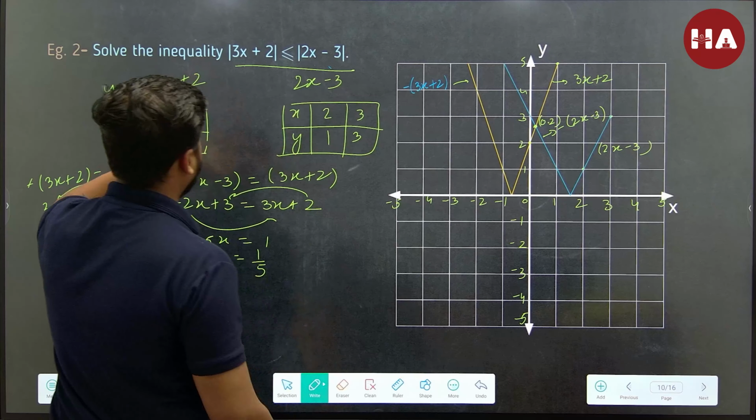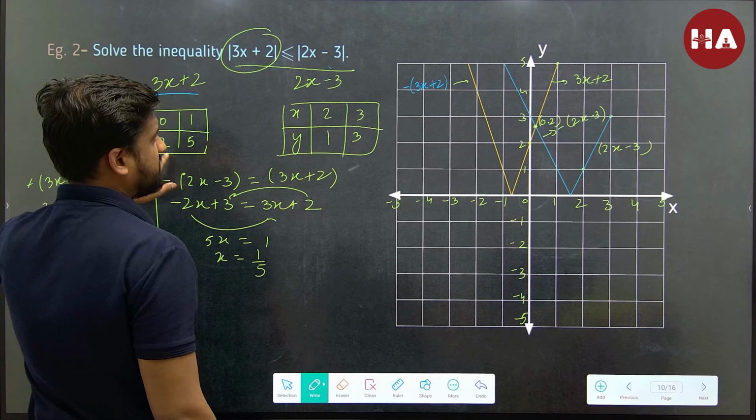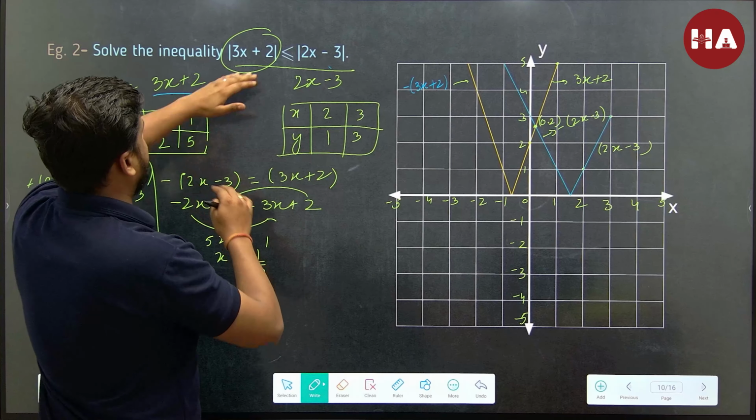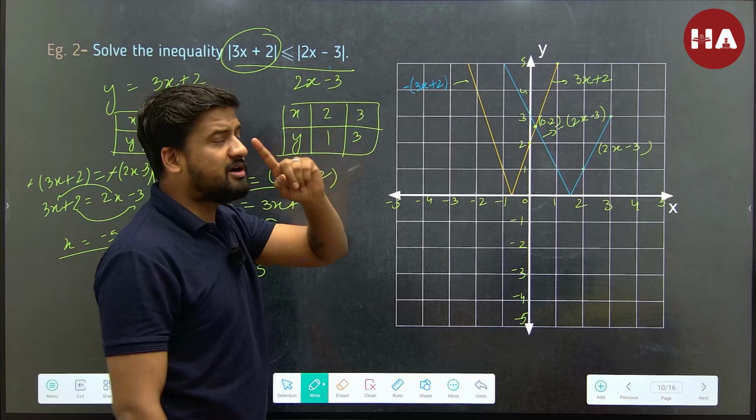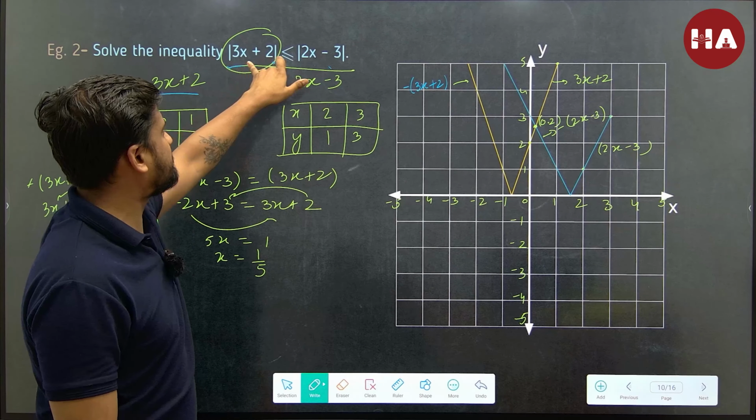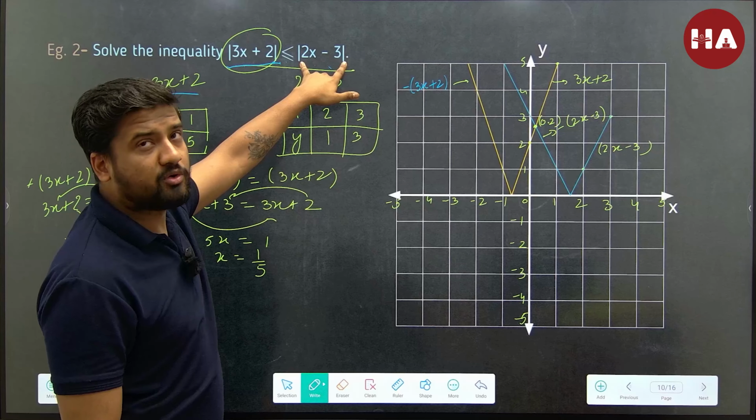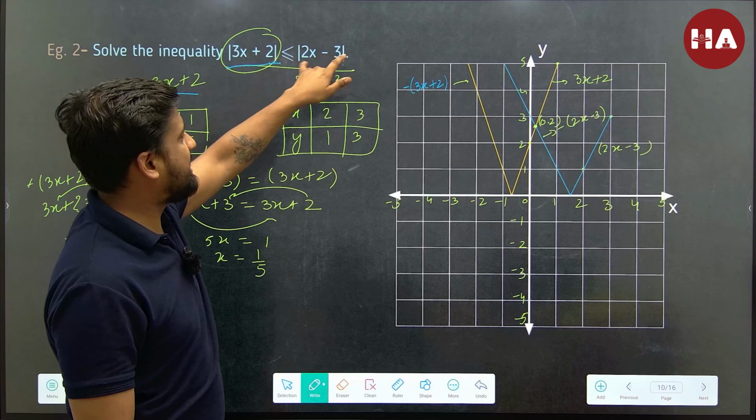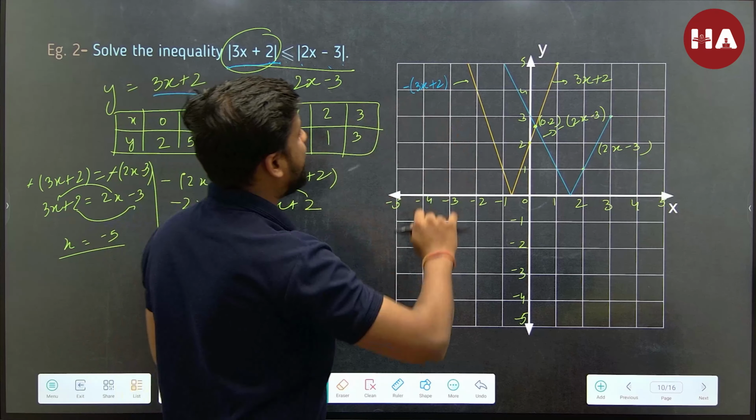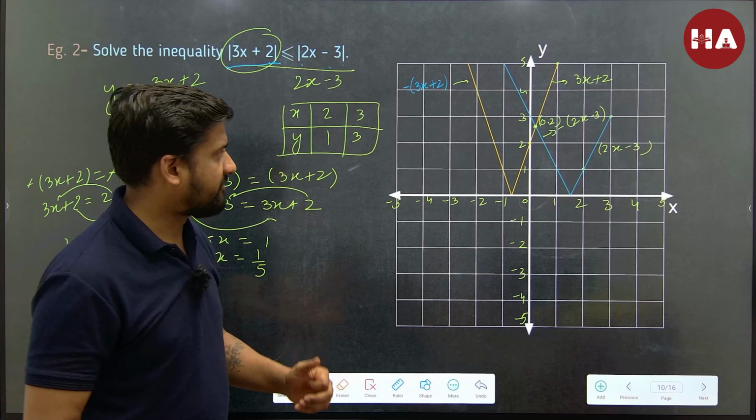Now what does it say? The graph of 3x plus 2, what was the graph of 3x plus 2? The yellow one, right? So I can see that the yellow graph should be below the blue graph. That's what this means, right? This is the equation of the yellow graph, less than or equal to the blue graph. So yellow graph is less than the blue graph, correct? Now in which area is the yellow graph below the blue graph?